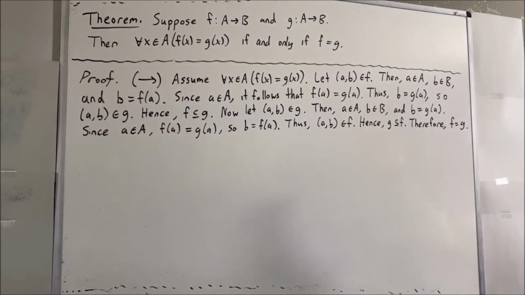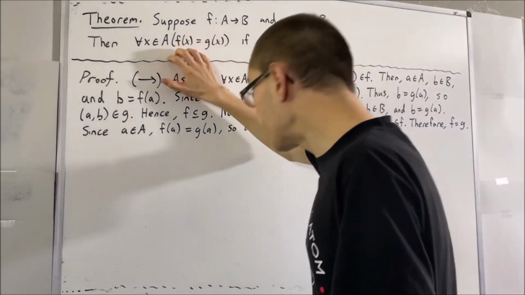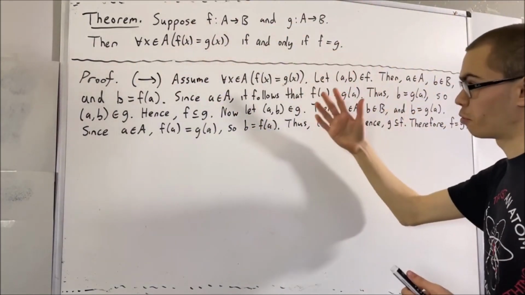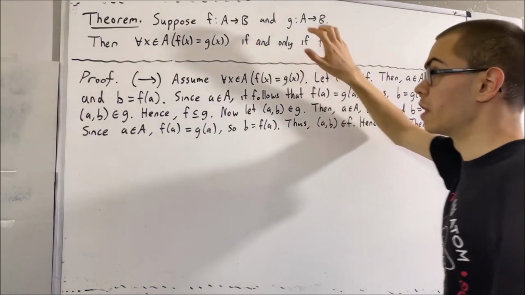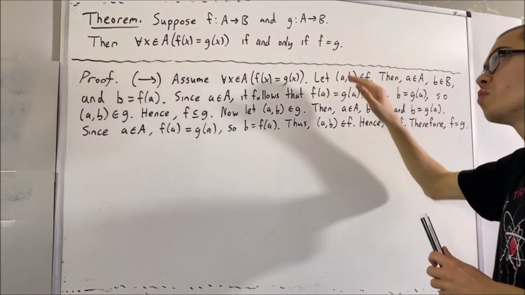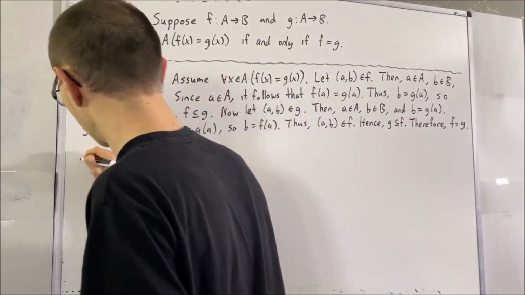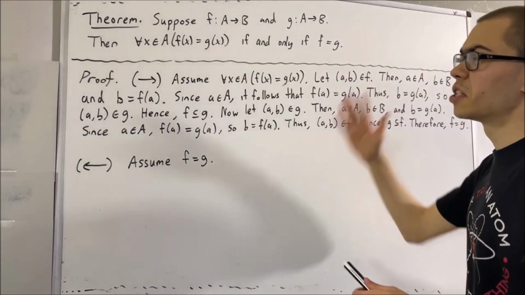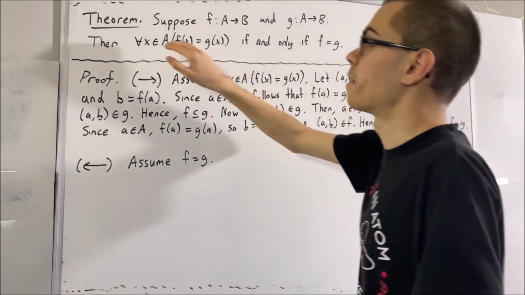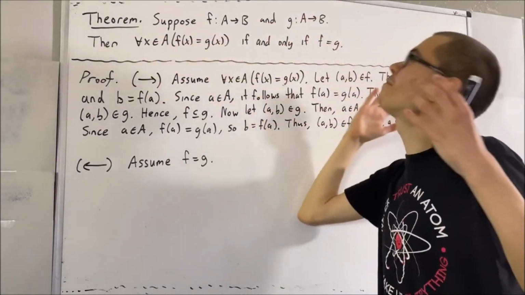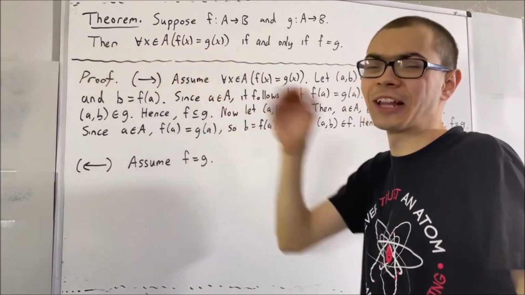And so at this point, we have proven that if this is true, then this is true. So now what we've got to prove is that if this is true, then this is true. So now we are going to assume f is equal to g. Okay, so what we want to prove here is for every x in A, f of x equals g of x. So give me any x in A, right? I like saying that. That was good.